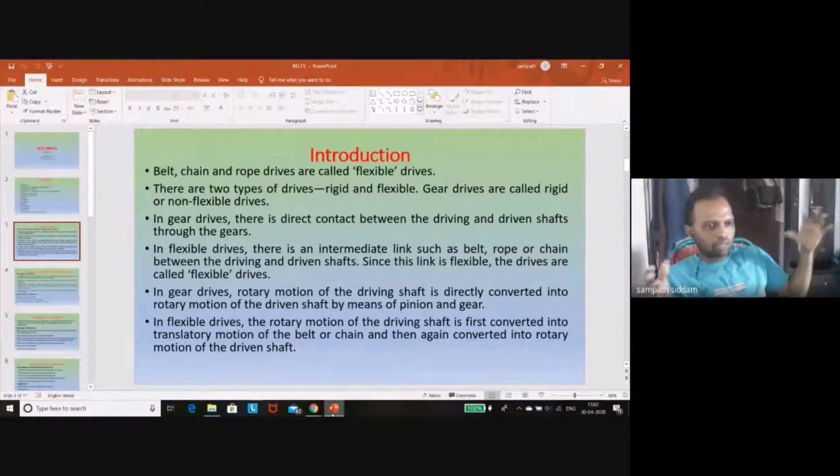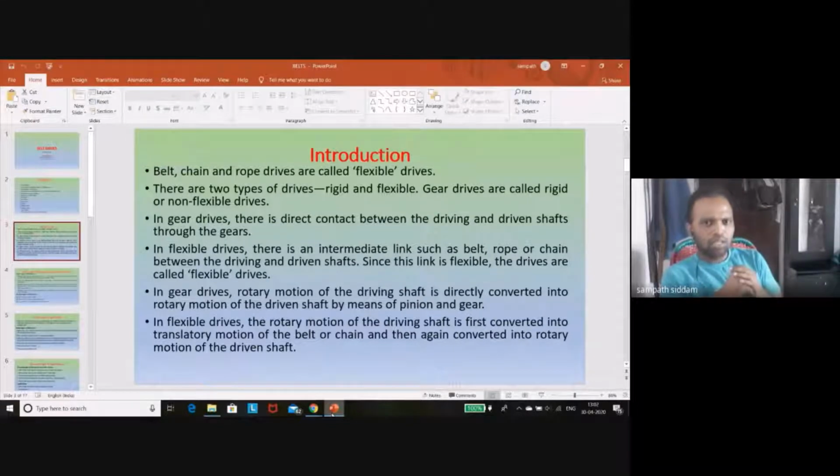And when your power transmission is large enough, the distance between those two is large enough, if you want to still transfer your power, then you'll go with the flexible drives, that is a chain, or maybe a belt, or maybe a rope drive. So in these flexible drives, which have your belt drive, chain drives and rope drives, only belt drives is a part of your syllabus. Chain and rope drives are not a part of your syllabus. So we'll be discussing only the belt drives.